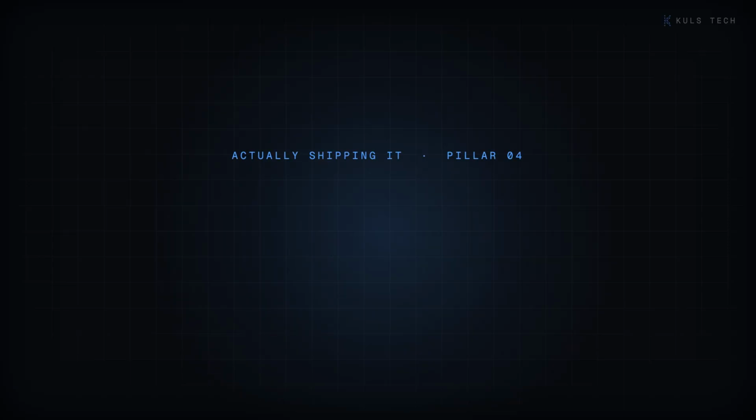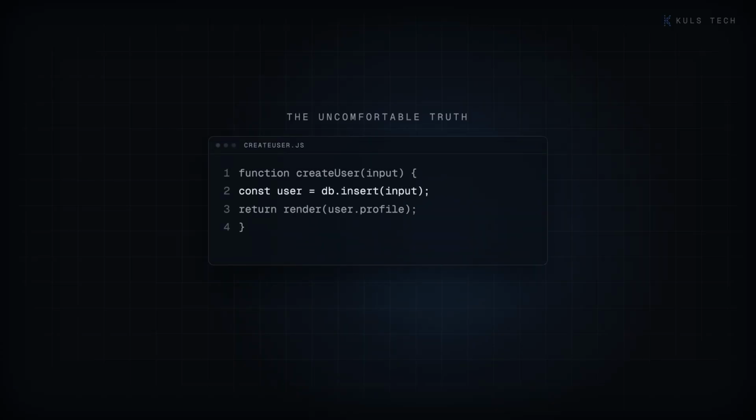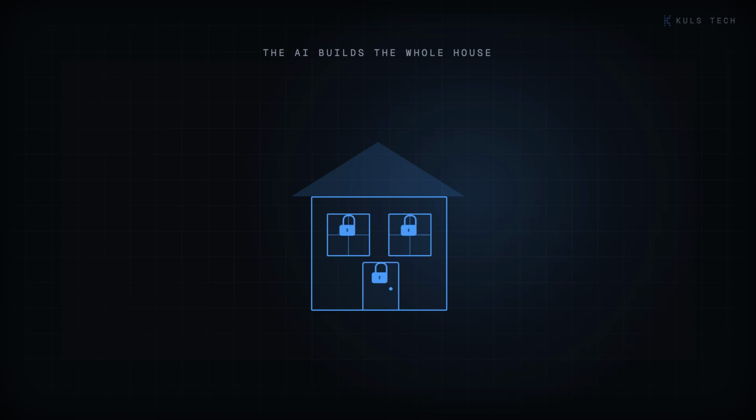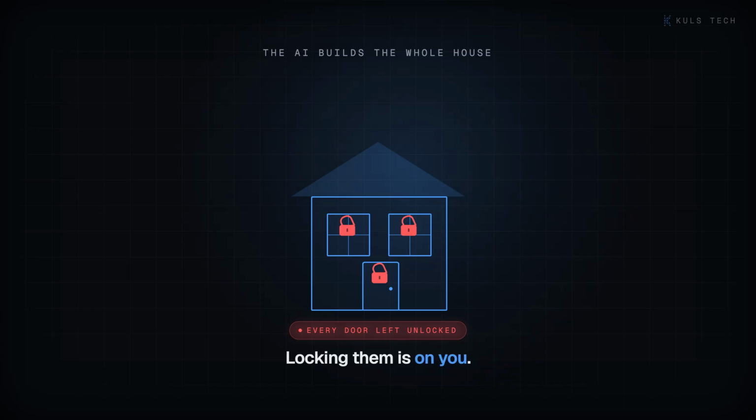And fourth, the one that keeps grown adults awake at night: security. Here's the uncomfortable truth that quietly ties this entire series together. The AI writes code that works. It does not, by default, write code that's safe. It will cheerfully build you a beautiful house with doors and windows that open and close perfectly, and then leave every single one of them unlocked. Locking them is on you.